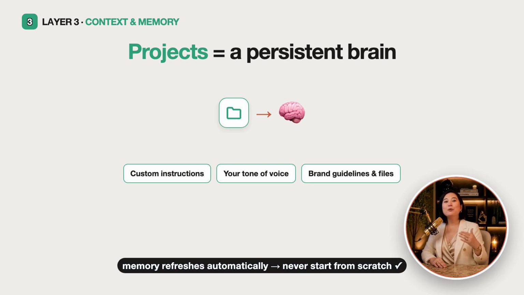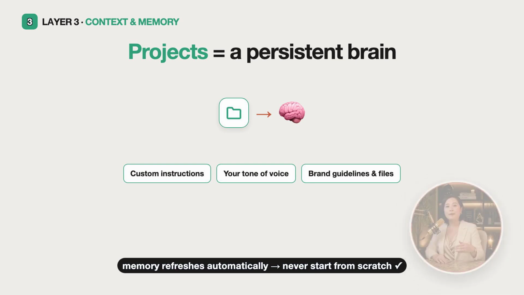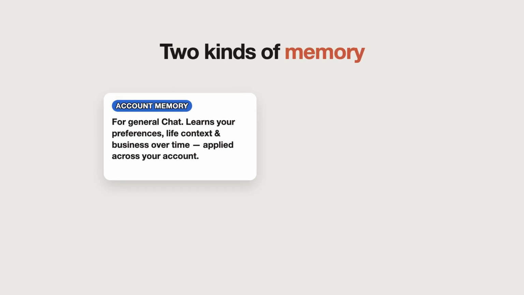Now, memory itself works a little differently depending on where you are. Account memory applies to your general chat. It quietly learns your preferences, your life, your business over time, and applies that across your whole account. So it just knows you run a candle business in Australia, and it stops asking.